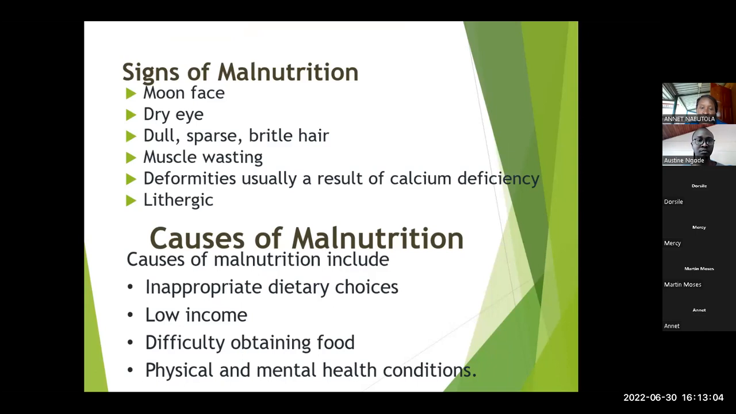Then we have the causes of malnutrition, and we have a number of them. One of them is inappropriate dietary choices. Then there is also low income in families. Then there is difficulty in obtaining food. Then there is also physical and mental health conditions. Those are the causes of malnutrition in families.